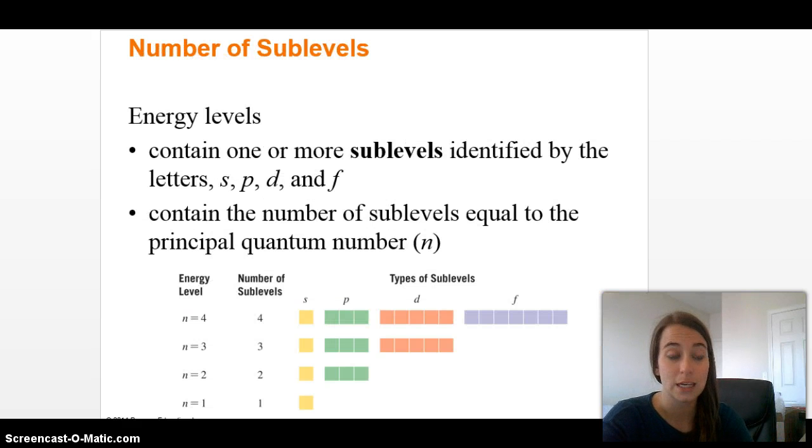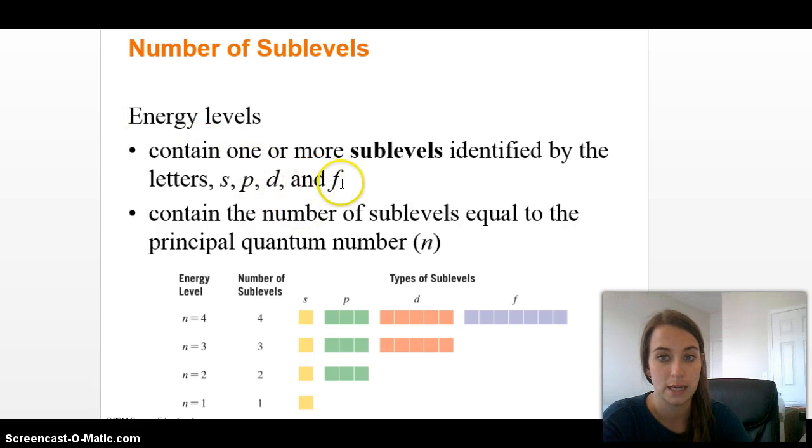Now, within each energy level, there are sublevels, okay? So imagine if you were on the second shelf of the bookshelf, there's subshelves in there, okay? And to keep these straight from the energy levels, we give these letters. So we call these S, P, D, and F. The number of sublevels in each level is equal to the energy level you're in, the principal quantum number.